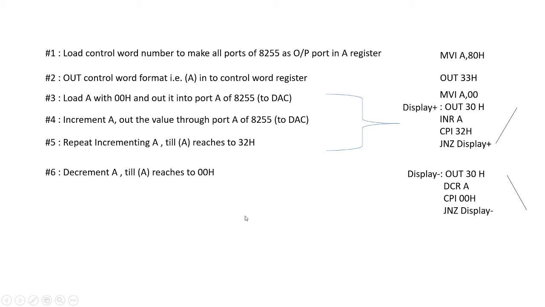This process we need to repeat. That is the last step. Repeat from step 3. That can be done by means of an unconditional jump instruction, JMP repeat. Where does repeat need to go? Here. So this is the complete program in order to generate a triangular waveform using 8085 and DAC interfacing circuit.